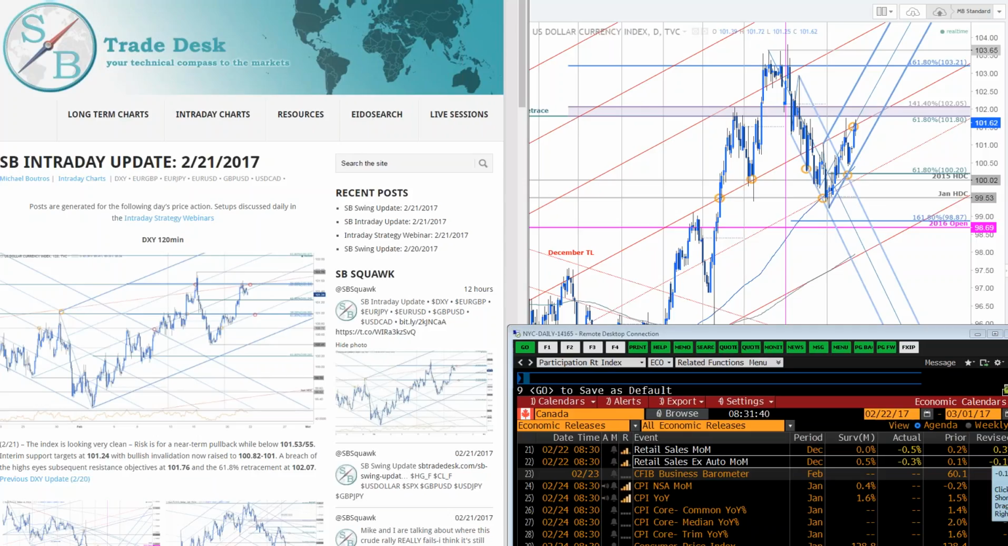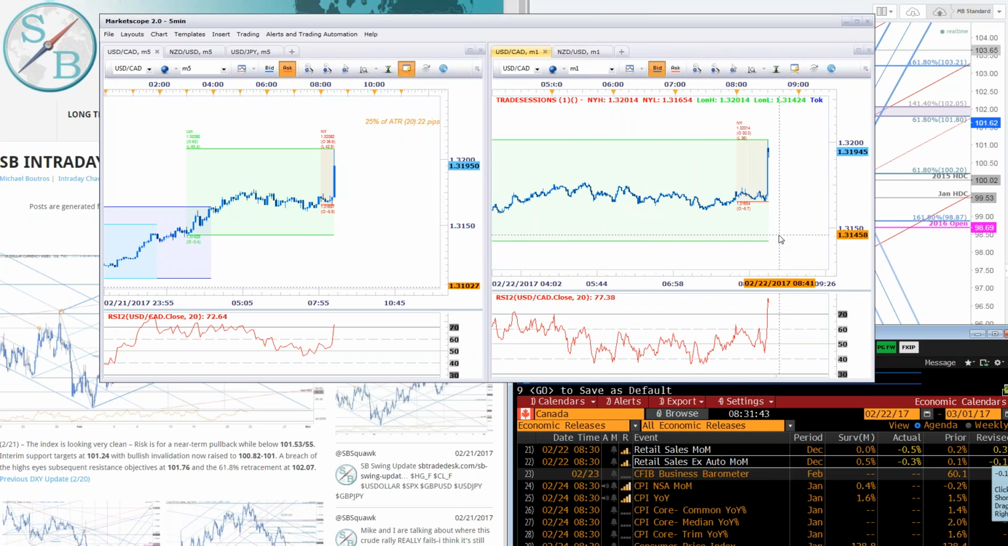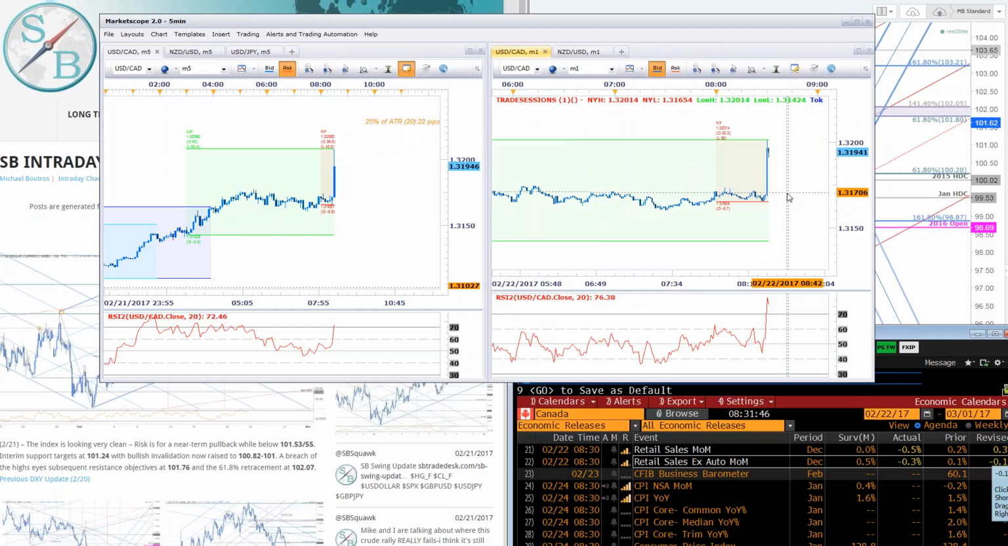Here's what the real near-term charts look like, guys, on the back of that release. So seeing a nice little 20 pip pop here to the upside. Let's see if it holds that 132 handle or not. This is initial resistance for dollar CAD. We'll go over that trade.